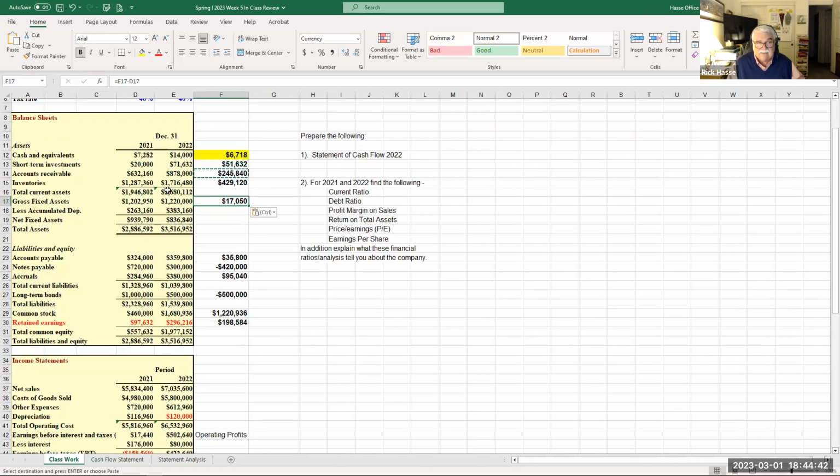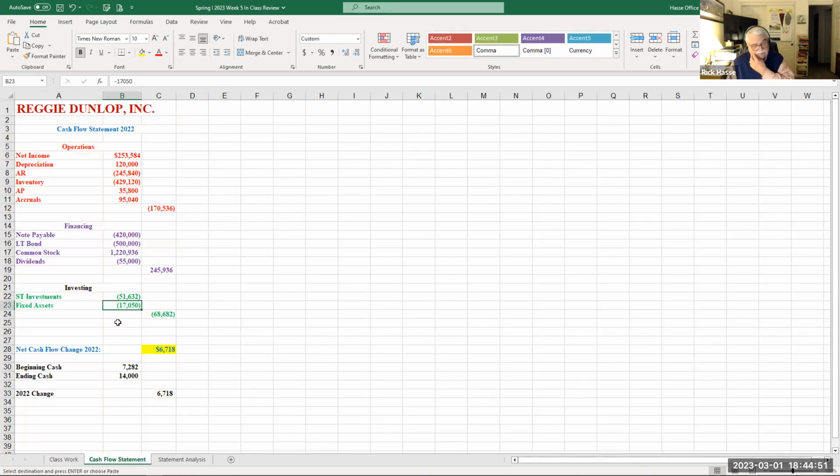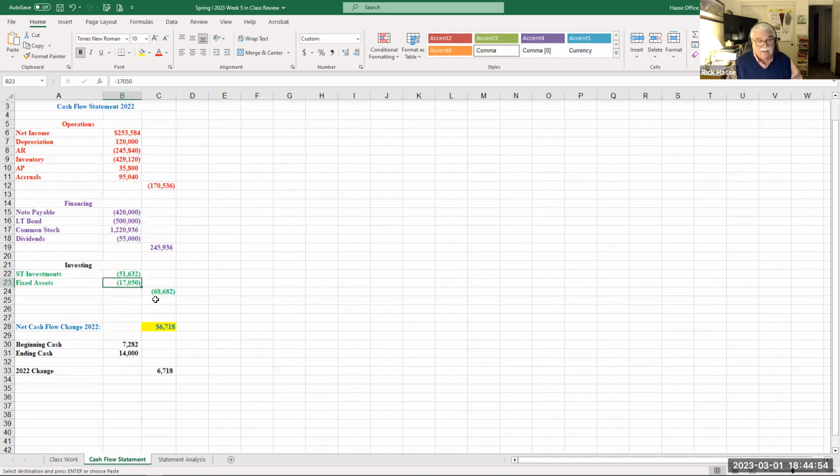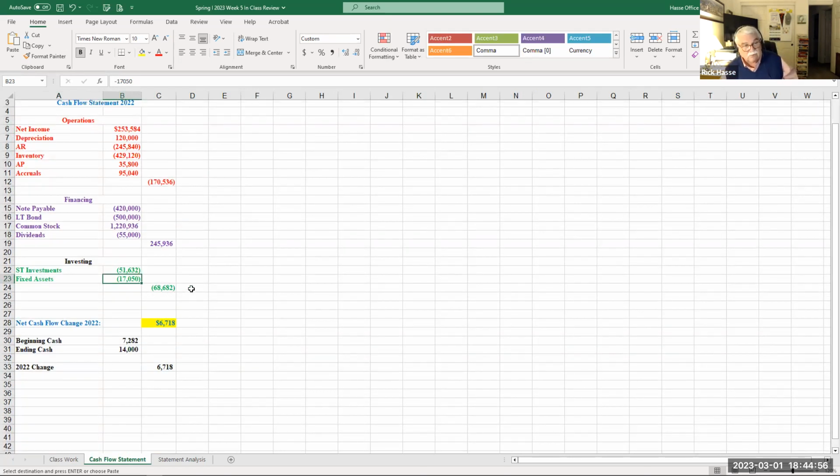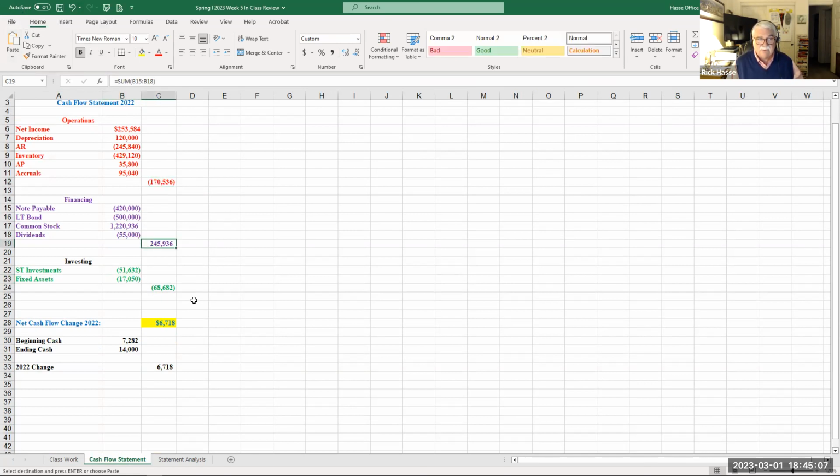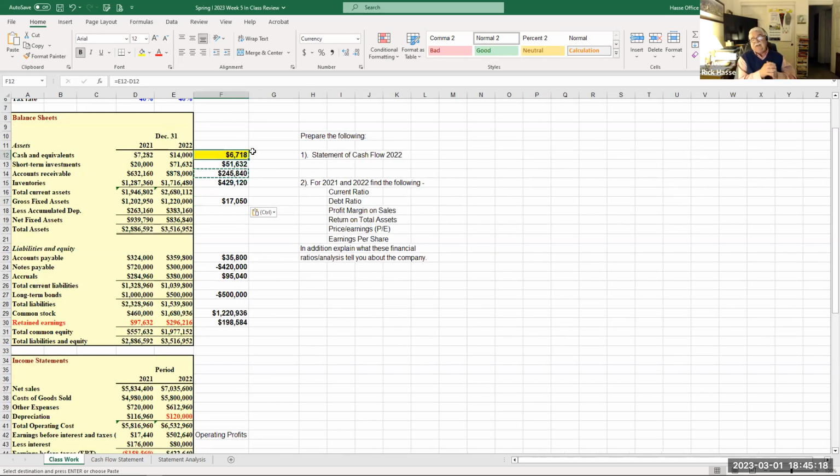Remember, when assets increase, that's negative cash flow. And there it is right there. So in the investing section, they had a negative $68,682 of negative cash flow in investing. So if we do our arithmetic, operations plus financing plus investing gives us a net of $6,718, which is exactly how much our cash position changed in 2022.